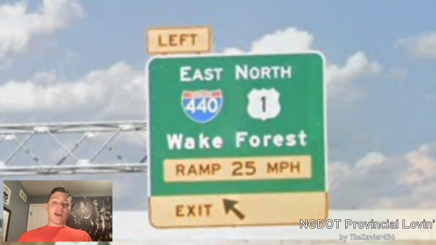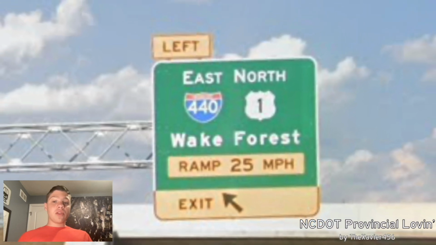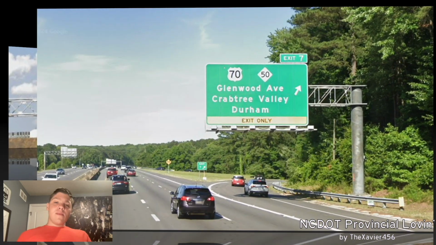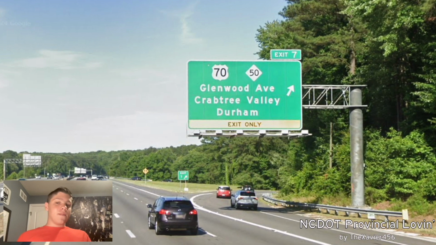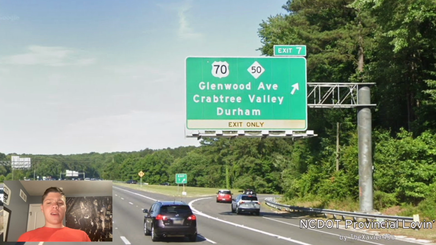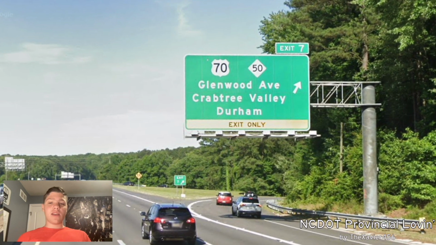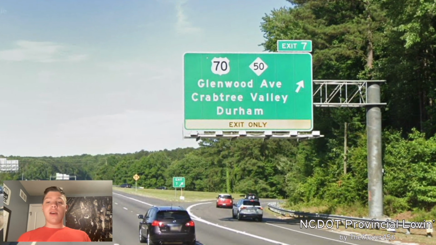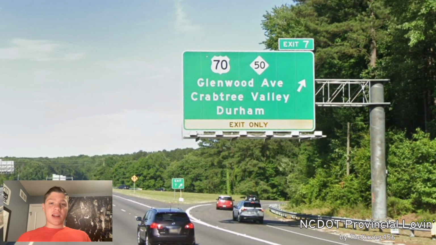At this very same exit, we are signed for Wake Forest, which is for North US 1. Here we meet with US 70 and NC 50, getting a Kentucky treatment of Glenwood Avenue, Crabtree Valley, even though we are right in Crabtree Valley, so I suggest you just put Raleigh there. And at least Durham is signed, that's good at least.